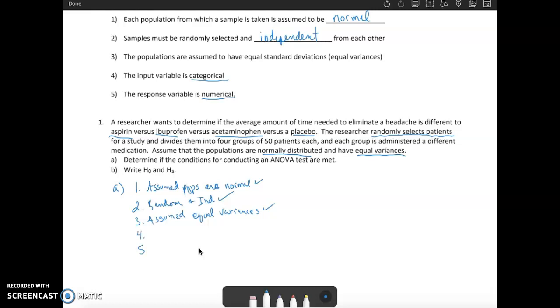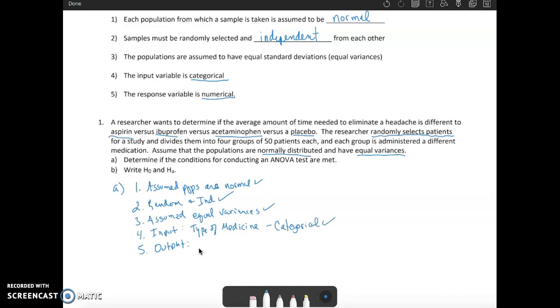So let's see. 4 is that the input variable has to be categorical, and 5 is that the response variable has to be numerical. So let's see, what are the input and the output variables, and do they fit these definitions? So we want to see the input then here would be the categories, right? The aspirin, ibuprofen, acetaminophen versus placebo. So that's the type of medicine, which is categorical.